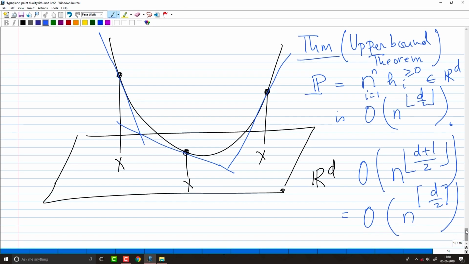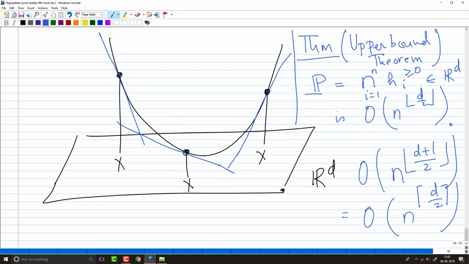Okay. So, if this result is known to us, assuming we know this result, the upper bound theorem, this is a very important theorem in the geometry of polytopes. This was proved by Peter McMullen. It was an open question for a long time, then he proved it. We will see a proof.